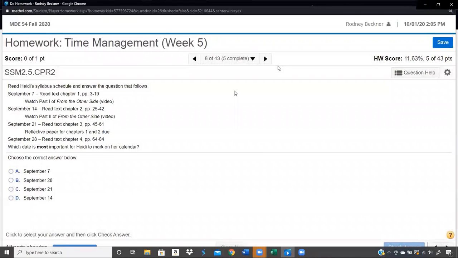Read Heidi's syllabus schedule and answer the questions that follow. September 7th, read text chapter 1, pages 3 through 19, and watch part 1 of From the Other Side. September 14th, read chapter 2, watch part 2. September 21st, read chapter 3, then do a reflective paper for chapters 1 and 2. They're due during that phase or that date. September 28th, read text chapter 4. Which date is most important for Heidi to mark on her calendar?